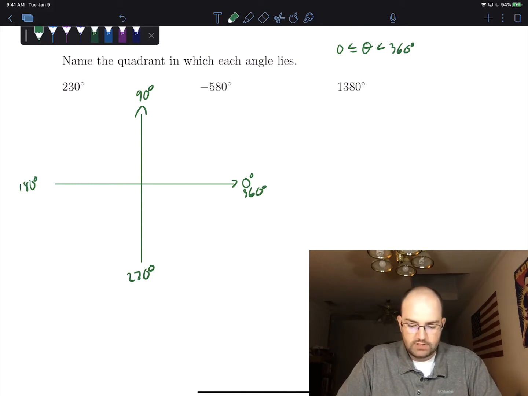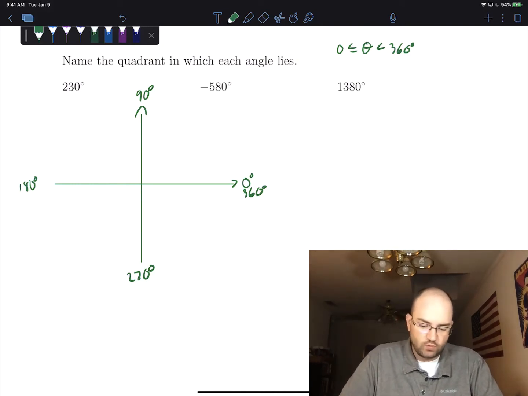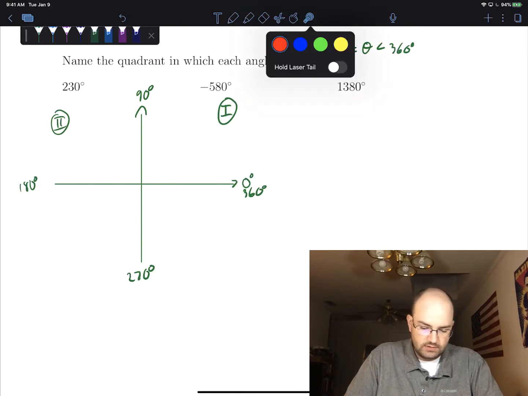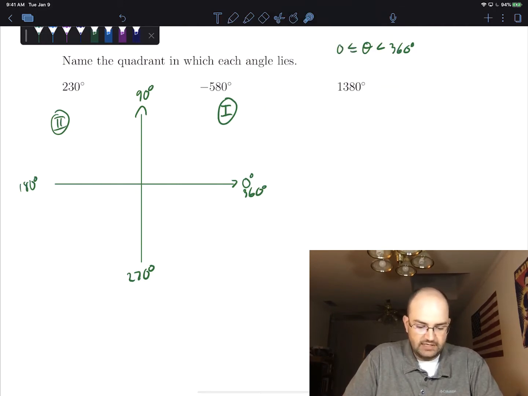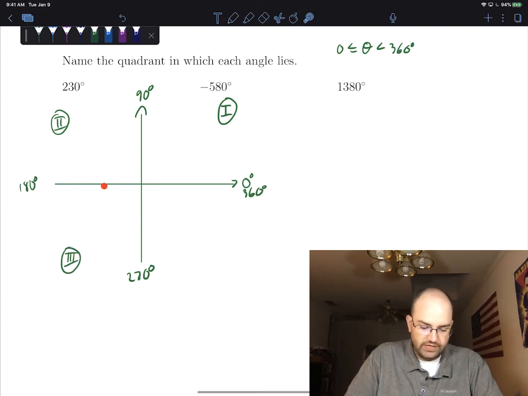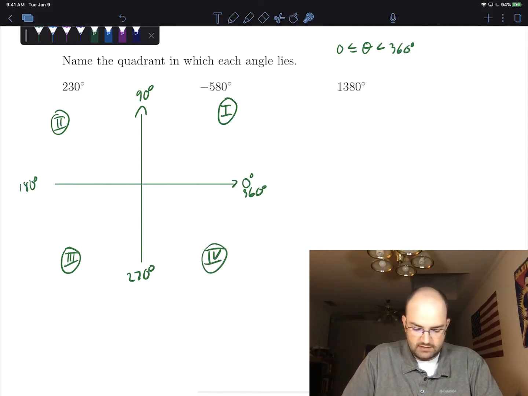Good deal. So this tells me that quadrant 1 has everything between 0 and 90. Quadrant 2 has everything between 90 and 180. Quadrant 3 has everything between 180 and 270. And quadrant 4 has everything between 270 and 360.